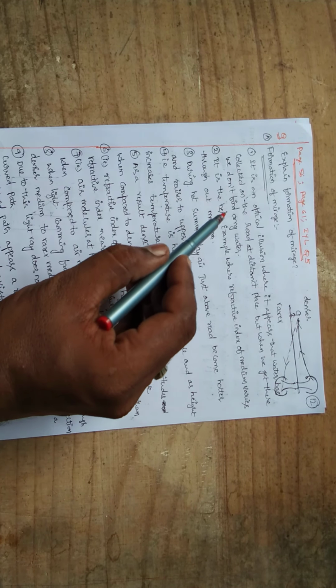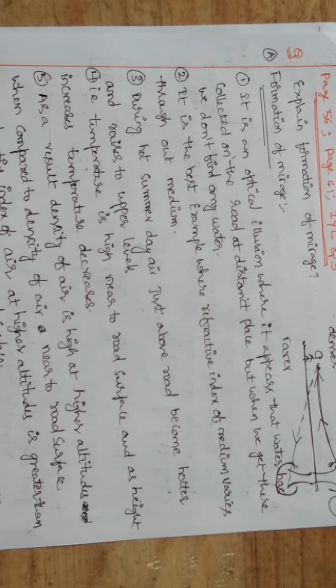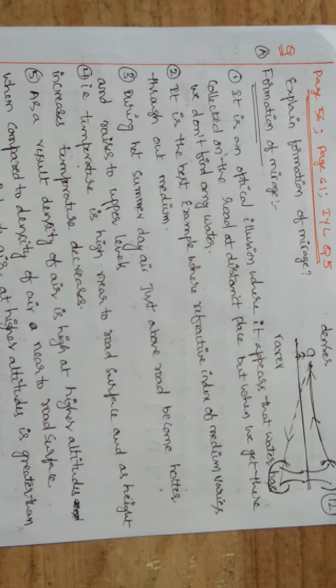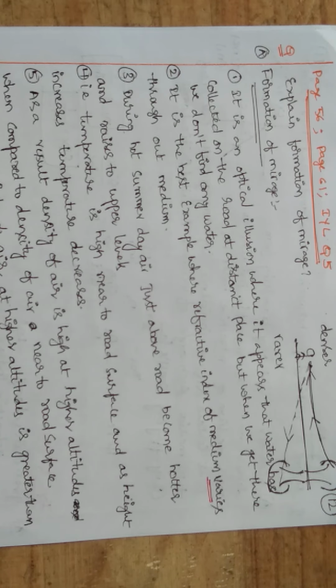Formation of mirage. It is an optical illusion. Illusion means actually it may not be there, but it appears. It appears that water has collected on the road at a distant place, but when we get there, we don't find any water. Generally, it appears on hot summer days. It is the best example where the refractive index of the medium varies, meaning changes throughout the medium.